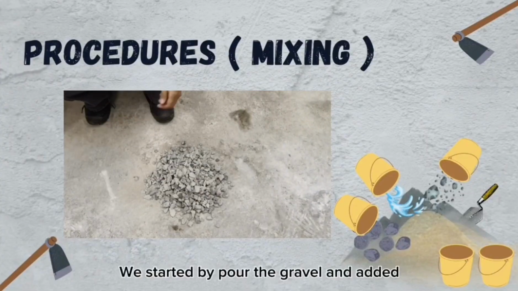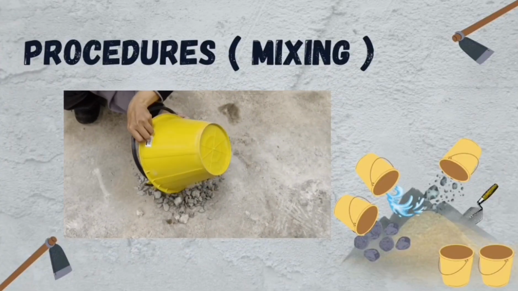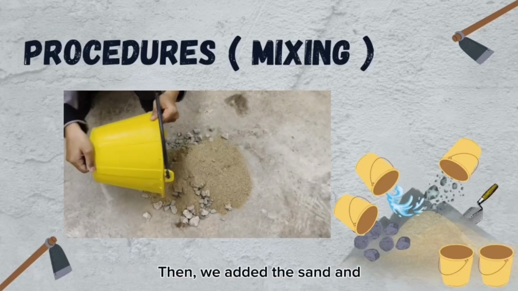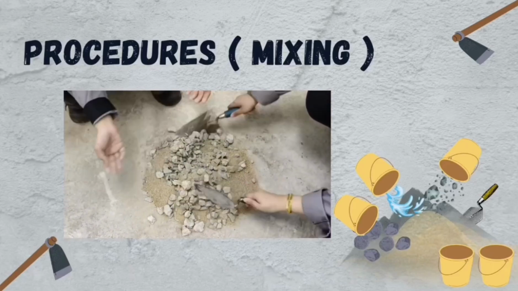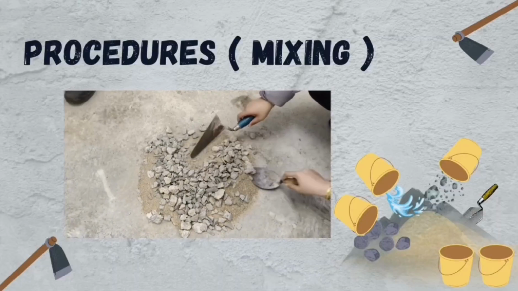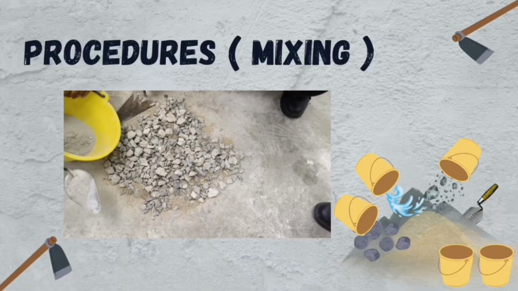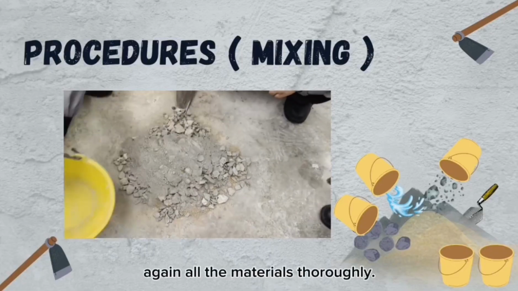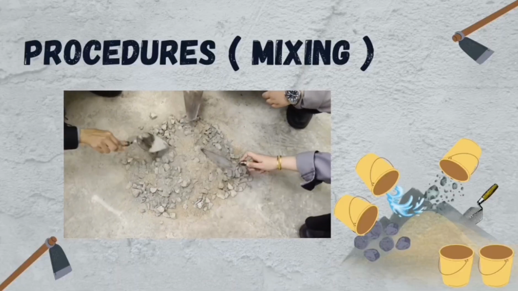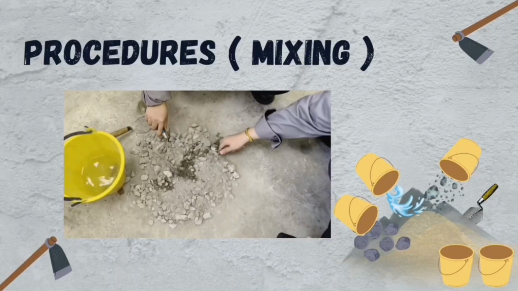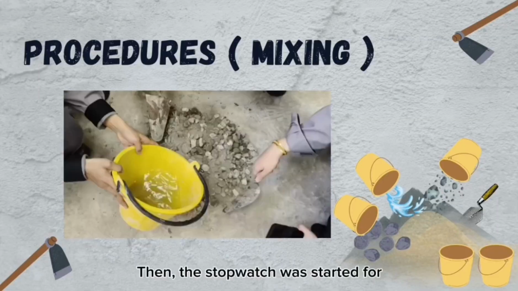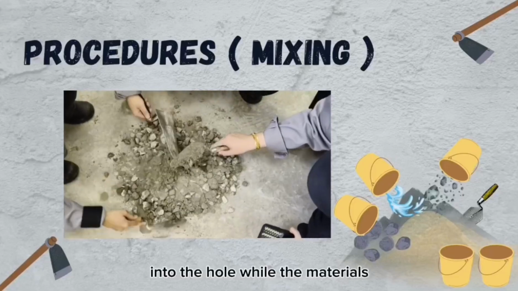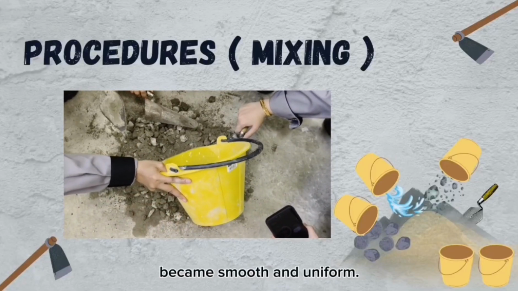We started by pouring the gravel and added the crushed recycled concrete aggregate. Then we added the sand and mixed them well. Next, we added the cement, then mixed again all the materials thoroughly. We made a hole in the middle. Then the stopwatch was started for 5 minutes and water was added gradually into the hole while the materials were being mixed until the mixture became smooth and uniform.